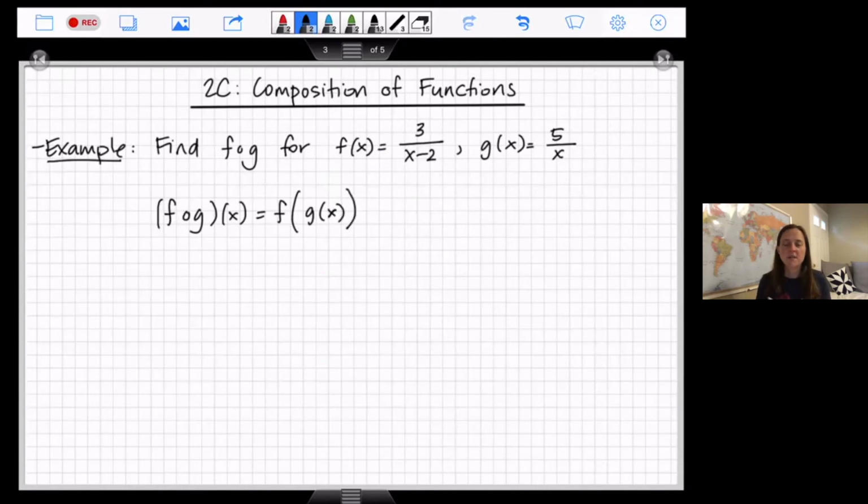Always start on the inside and work your way out. So inside function is g of x. The formula for g of x is 5 over x. So we're just going to find f of 5 over x.